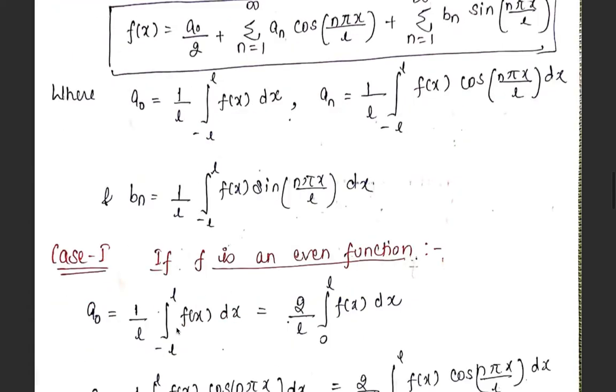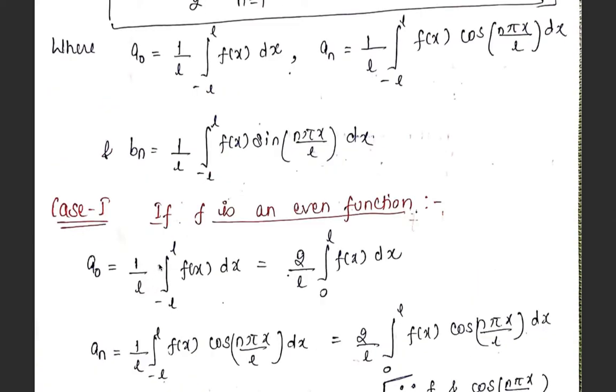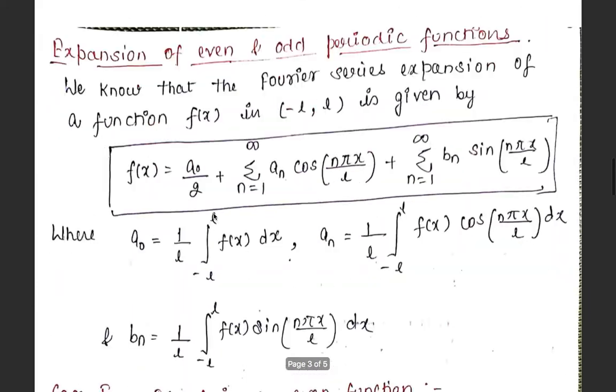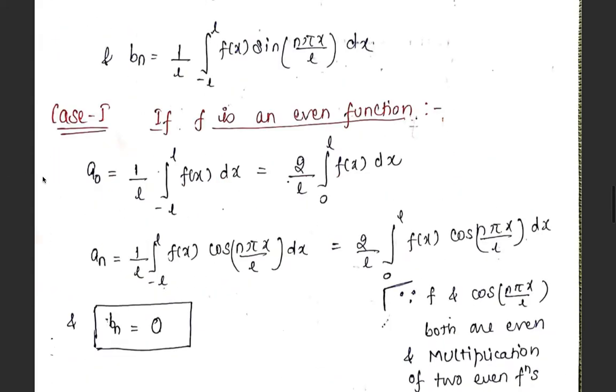So first case we are taking when f is an even function. So if f is an even function, we are going to compute all these coefficients a0, an and bn in general case. So if f is even, this integral minus L to L f of x dx can be written as 2 divided by L integration 0 to L f of x dx. By the property of definite integrals, which we have just explained, so we are going to use this property. So a0 takes this form.